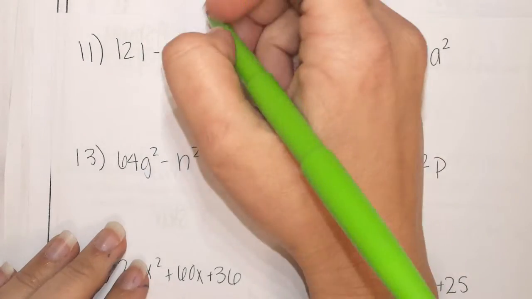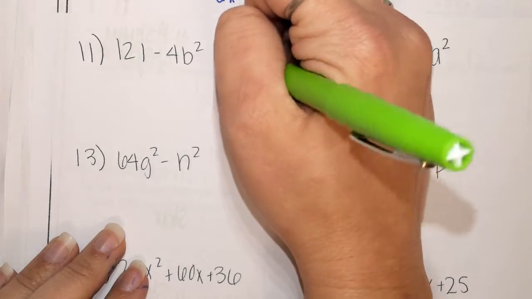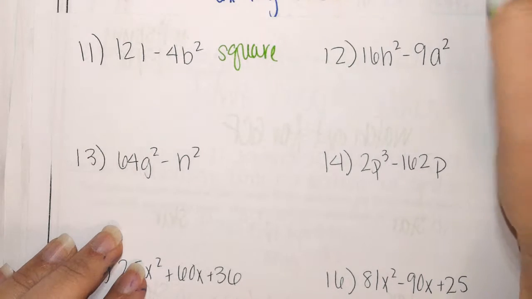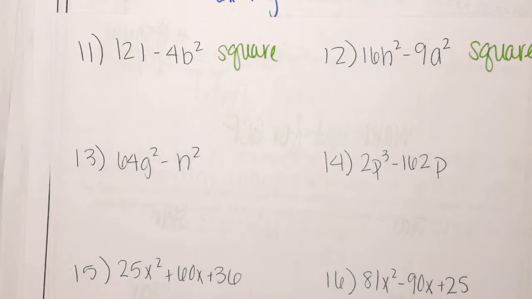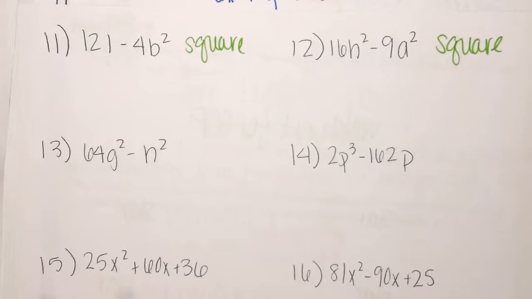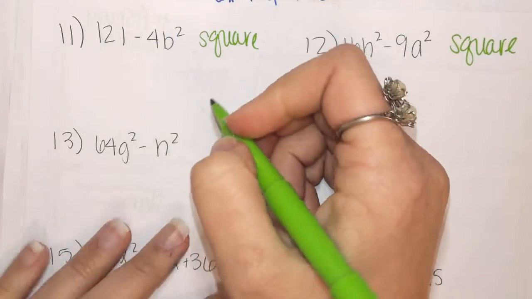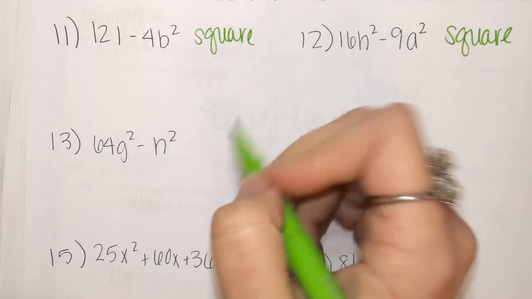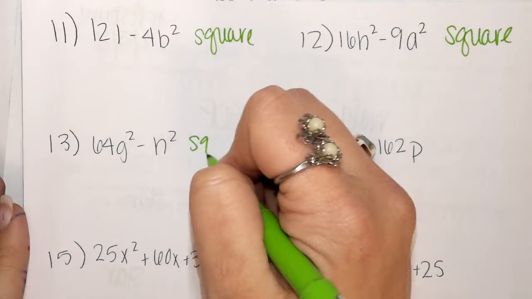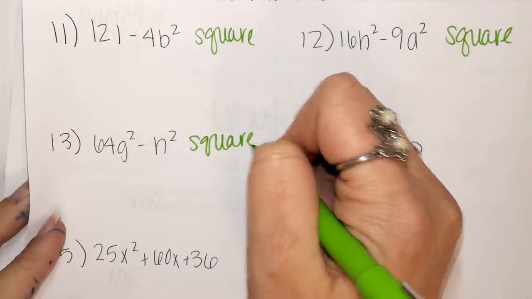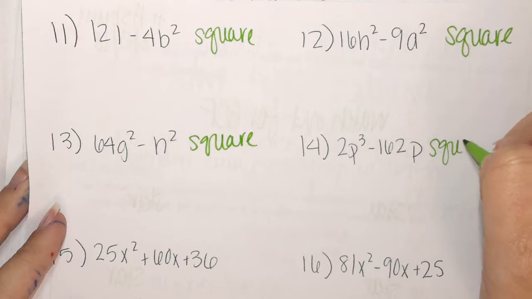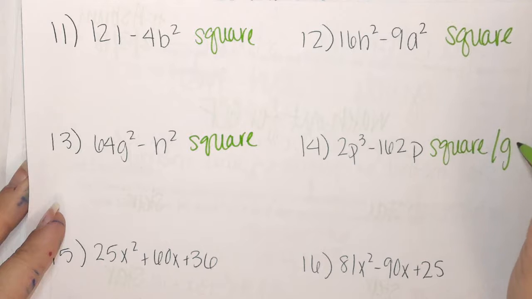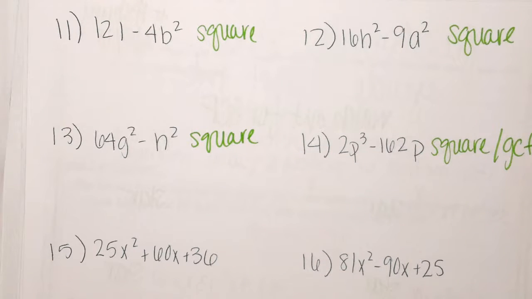All right, what's 11? Square. 12. I like that we're just writing shapes as our method of factoring. Star, square, circle, triangle. All right, 13. Square. 14. Square, but what does it have? A GCF. That's going to be a good one.